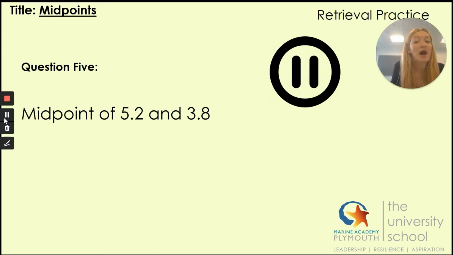Right, question 5, a little bit trickier now. Midpoint of 5.2 and 3.8. Some decimals there, but we're going to be fine. We're going to be absolutely fine. Pausing it. And 3, 2, 1, pen drop, green pens up, and ticking, your answer should be 4.5.